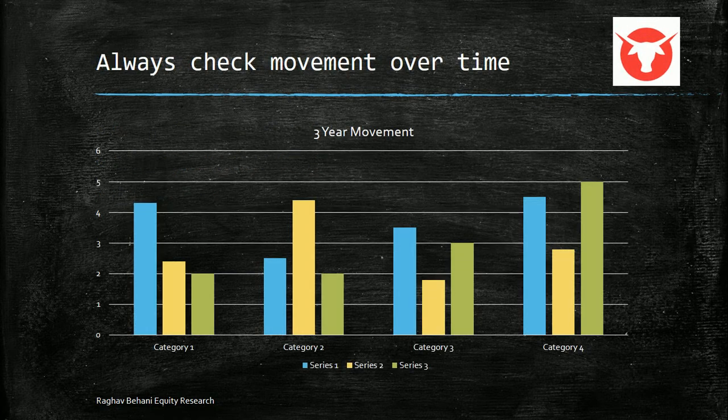Now before we proceed to the ratios, just keep in mind that you should ideally look at 3 years movement before judging the performance of the management or the efficiency of the ratios. Never look at 1 year of ratio in isolation.